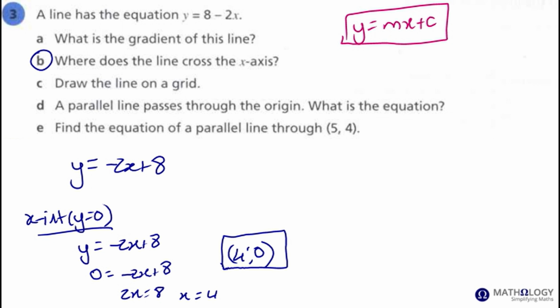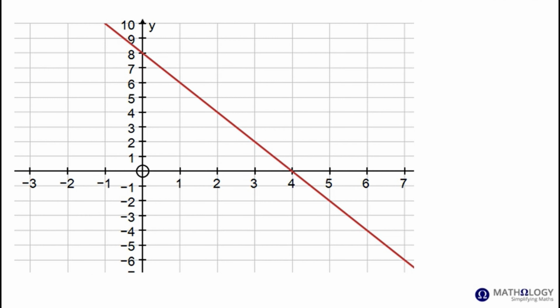Now we are required to draw the line on a grid. So we sketch the line y equals minus 2x plus 8. You can either use the table method or the dual intercept method.